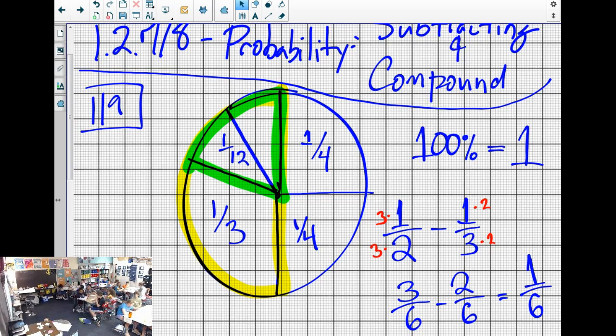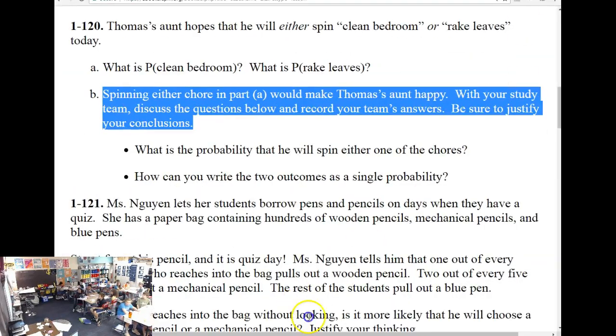Check out 20. Spinning either cleaning his bedroom or raking the leaves will make his aunt happy. I can pull this down. Sorry, I see you guys straining to look up. So if we don't care which one of those happens, but his aunt's like, man, he really needs to clean his room, and the leaves could be raked, she'll be happy with either of those happening, not both, because you're spinning the spinner once, you can't get both. What's the probability of either of those happening? Talk with your team.